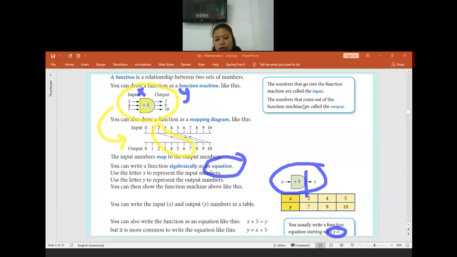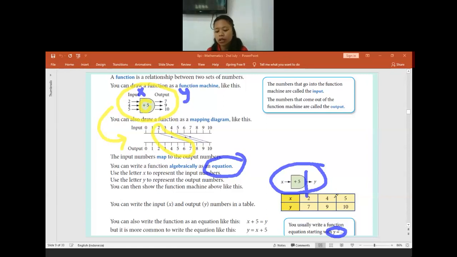Is there anyone who has difficulties or is getting confused about making an equation from the function machine? Or maybe I talk too fast? Really? Nothing is confusing? Okay, if nothing is confusing, the table in here is also the same thing.